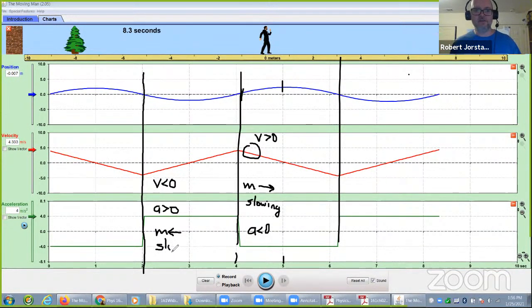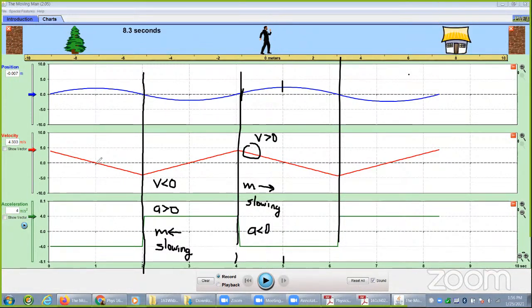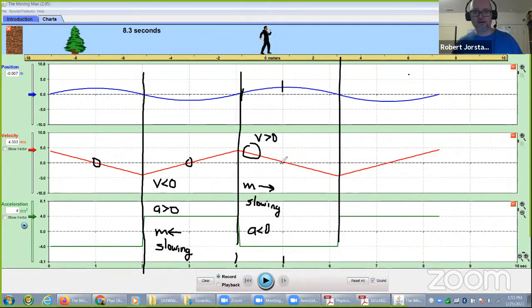And so if you can start to do this, are there any times where this thing is at rest? Somebody else that hasn't answered. What times will we say this object is instantaneously at rest? Give me one time. 1 second. Whenever velocity is 0, this thing is at rest.